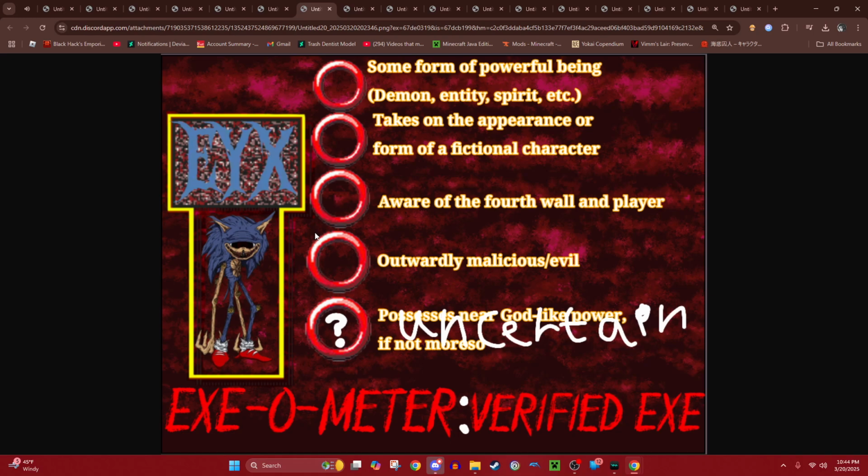Now, this is the first time I've made one of the rings a question mark. Because this one is, do they possess near godlike power, if not more so? I don't know. I really don't know if they possess godlike power. EYX is obviously really powerful. However, I have no idea if it's near godlike, or even more so. This is just because I haven't seen enough of EYX, and I'm pretty sure most of us haven't, because at the moment all we have is his game, which is a trial or a demo. So until his story is further explored and this is properly addressed, we don't know his full strength capacity.